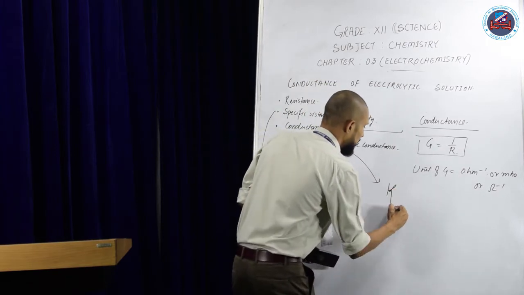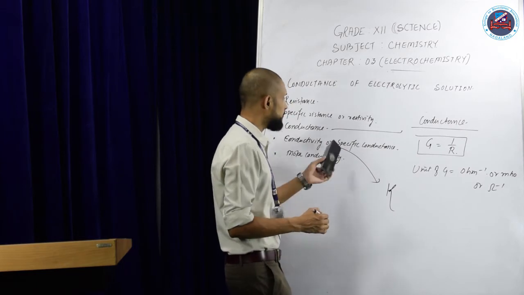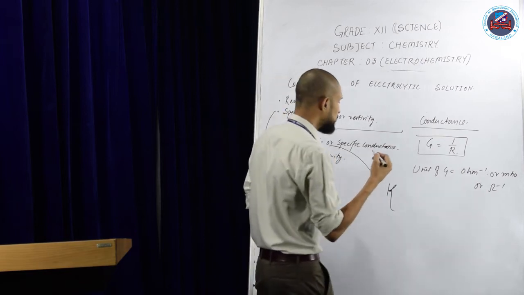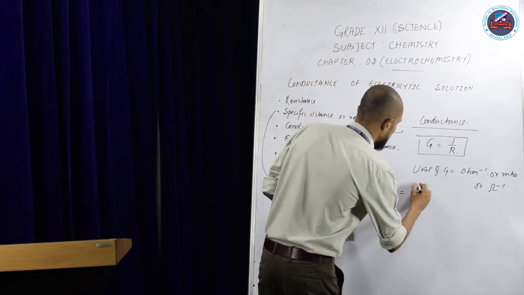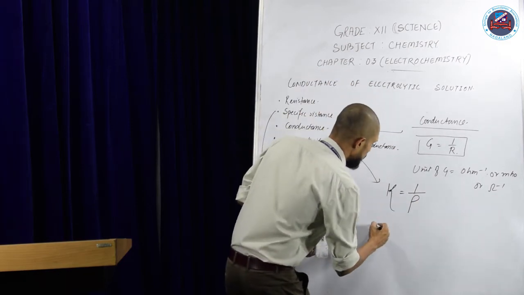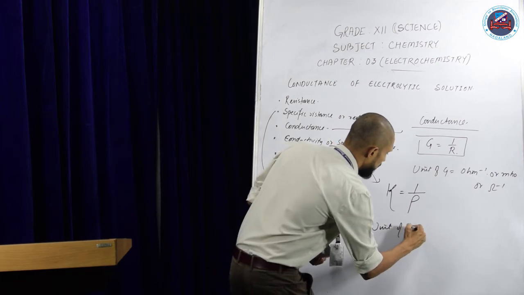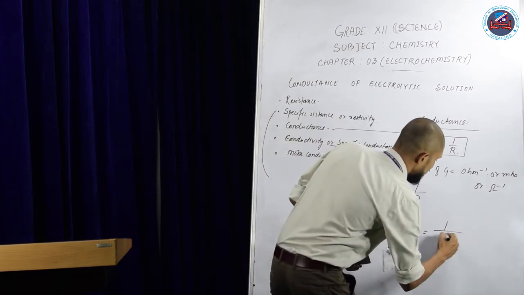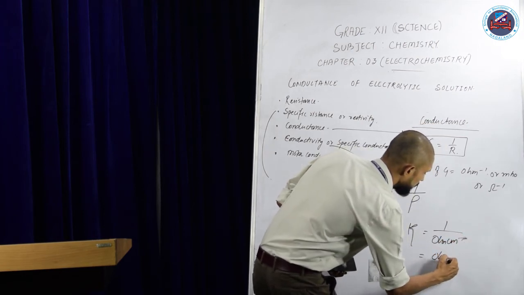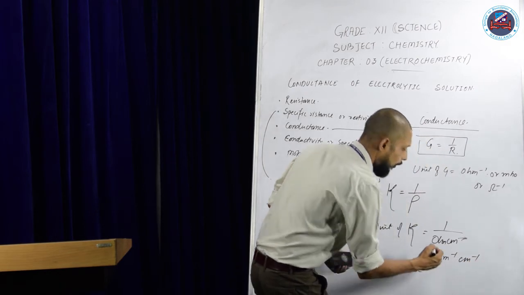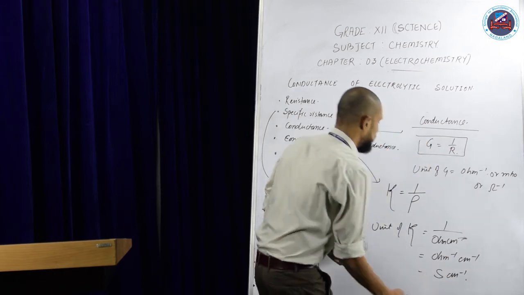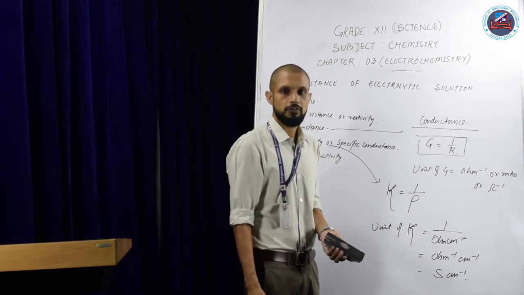Next is conductivity or specific conductance. It is given by kappa, and conductivity or specific conductance is defined as the reciprocal of specific resistance or resistivity. So 1 by rho. The unit of kappa is equal to 1 by ohm centimeter. So we can write ohm inverse centimeter inverse. Ohm inverse is written as Siemens, that is S. So Siemens per centimeter. This is the unit of conductivity.